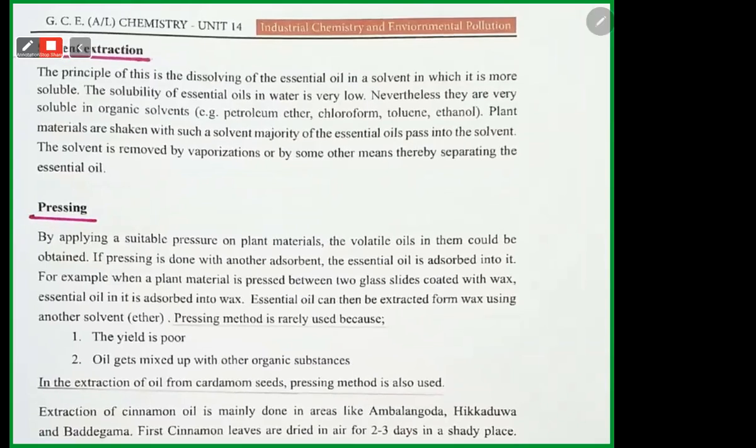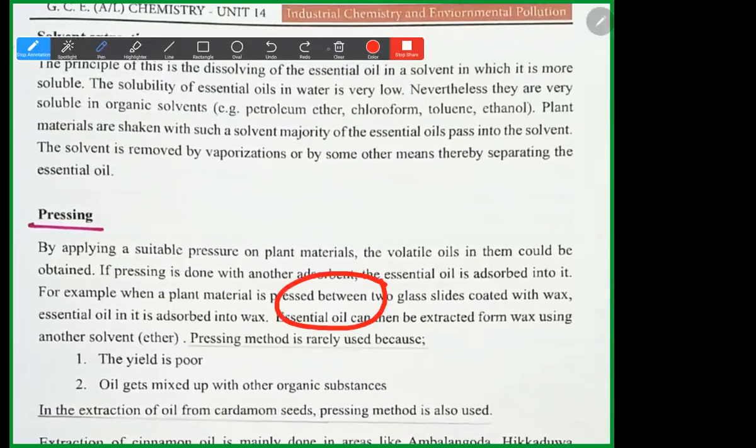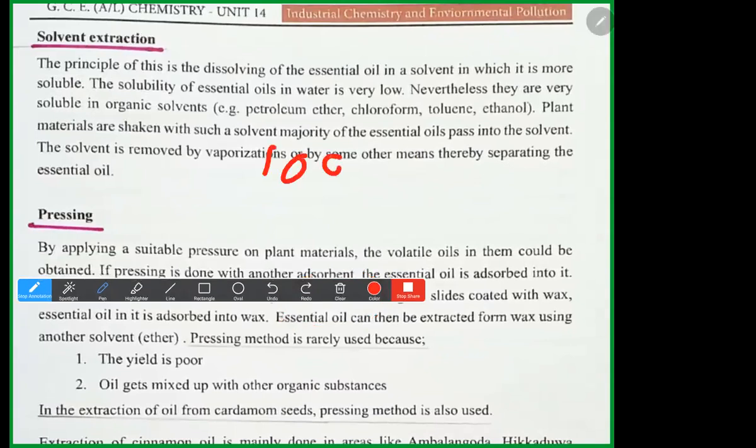Solvent extraction, that we already did. Remember that we can extract using one time, or remember that we did with 100 cubic centimeters, then twice 50, then 4 times each 25. That method I explained. Solvent extraction. The principle of this is the dissolving of the essential oil in a solvent in which it is soluble.